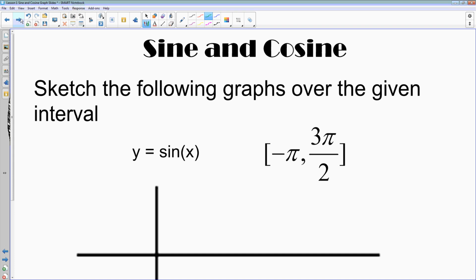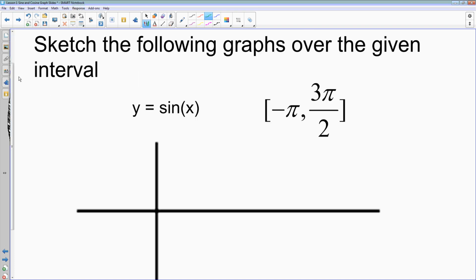So what if I asked you to sketch just your normal sine curve, but I'm changing the interval. So say we're at -pi, that's out here. So -pi over 2 is here, 0, then pi over 2, then pi, and then 3 pi over 2.